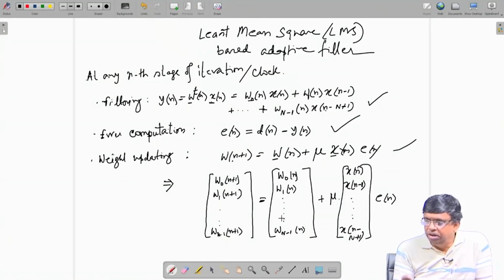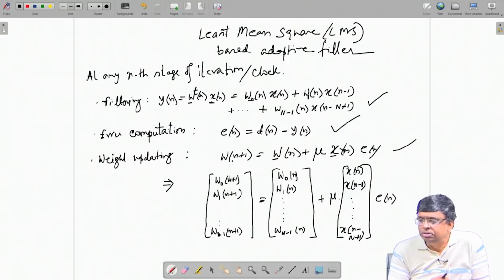So, now they have to be updated by adding an extra term. There will be the new values for n plus 1th clock. So, I will be holding them in the n plus 1th clock, I will be using them for filtering to generate yn plus 1, and it will go on like that. Okay, this is the meaning of this.